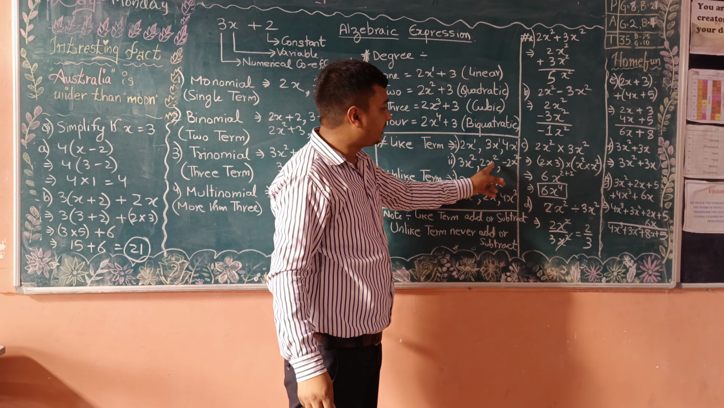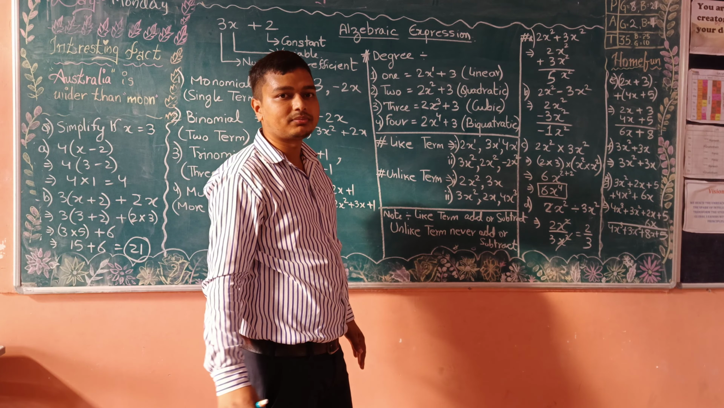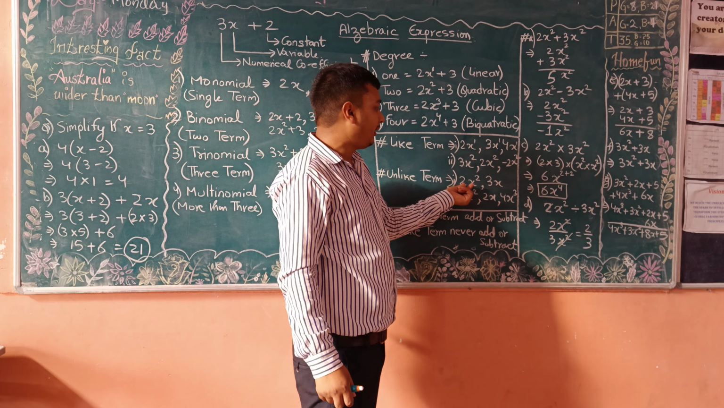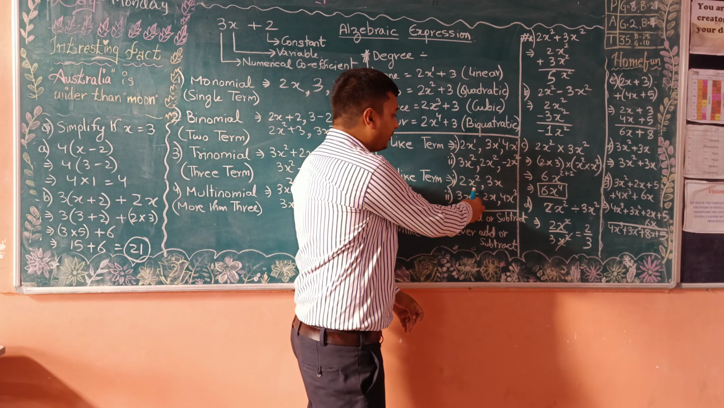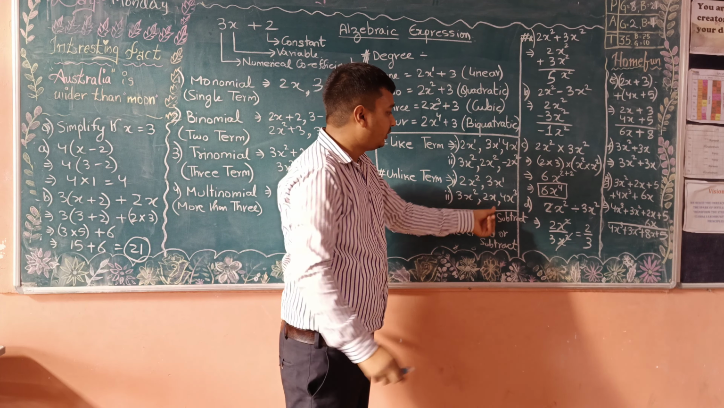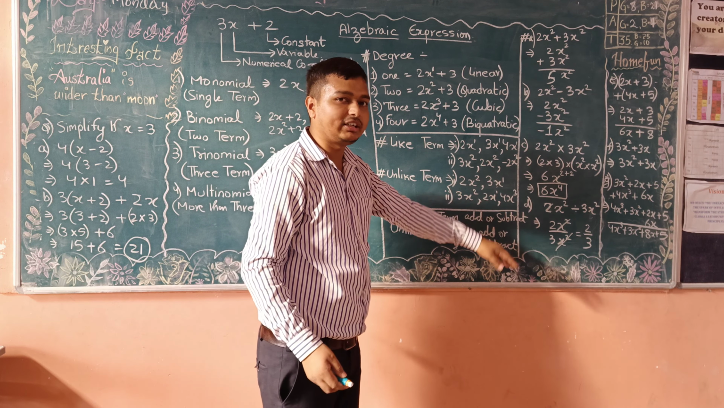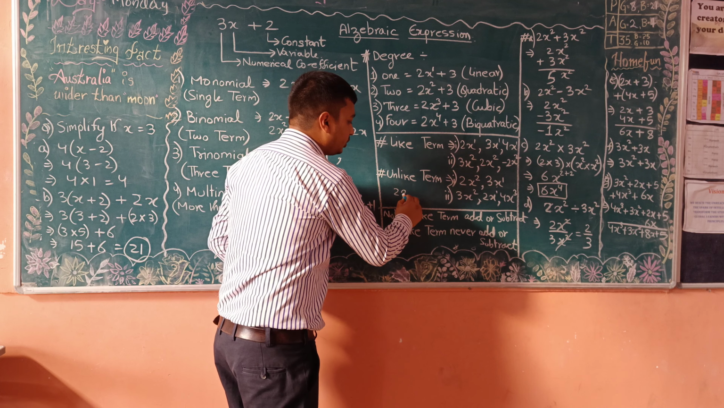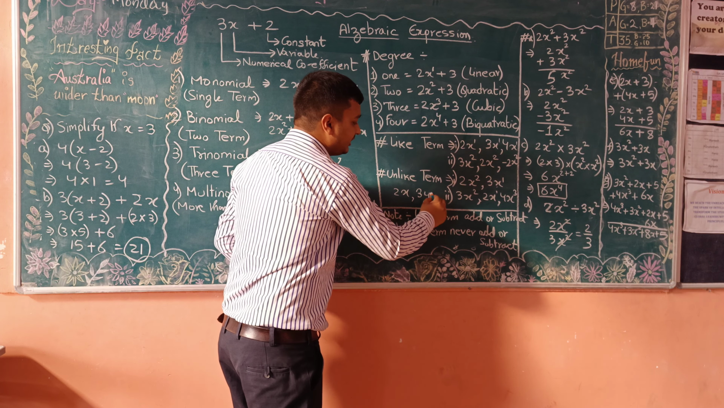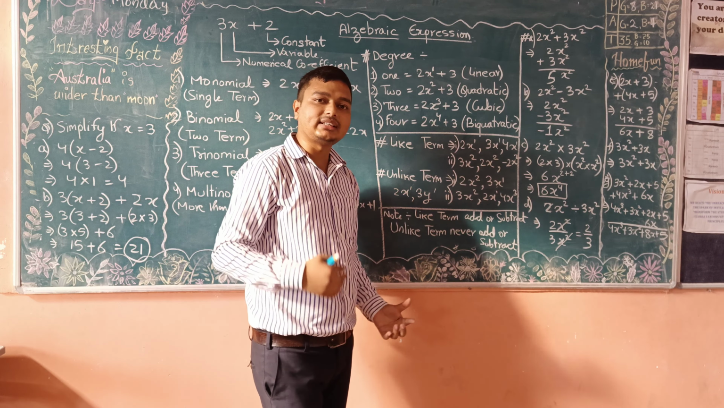Next, 3x square minus 2x square. The highest power is 2 for both, so they are like terms. Next, unlike terms: minus 2x square and 3x. The highest power is 2 and 1. Then 2, 1, and 3. These are unlike terms because all the powers are different. It can also be like this: 2x and, suppose, 3y. Since the power is the same but the variable is different, we also say it is an unlike term.